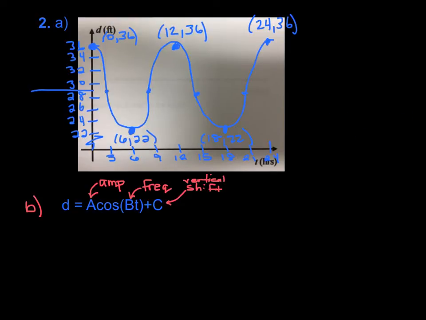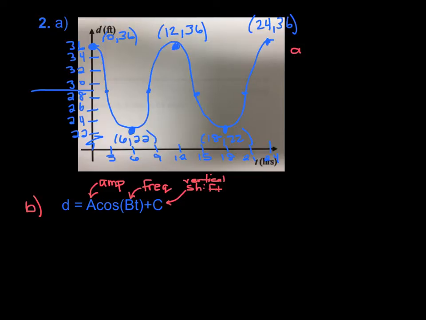In part B, they want us to determine the values of A, B, and C in the model of the equation. So, we know A right here is the amplitude, B is our frequency, and C is the vertical shift. All right, so let's find A. Let's find the amplitude. We'll do that over here.